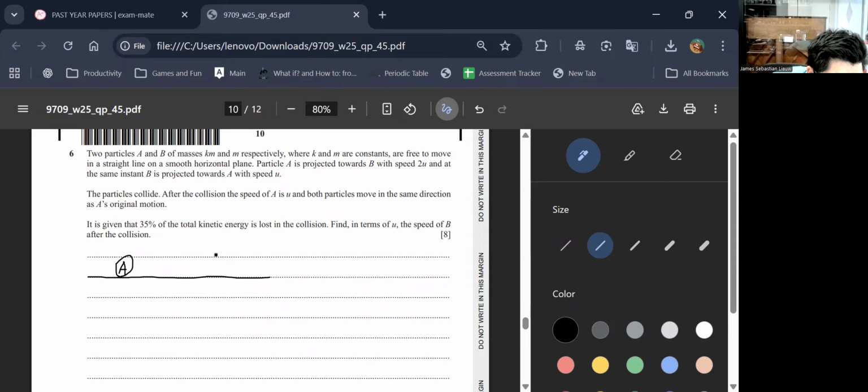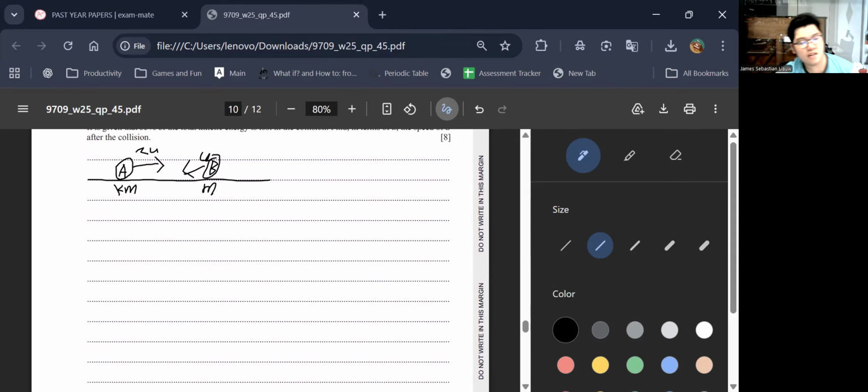This is A, this is B. Right, so A has mass km, B has mass m. A moves at speed 2u, and B moves with speed u.